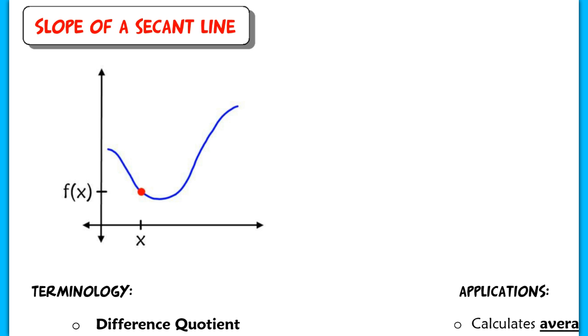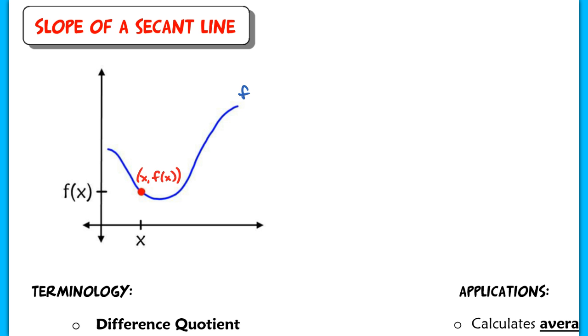Okay, so now we're back to our note sheet. What we're going to do now is actually define the slope of a secant line. So remember, a secant line is a line that passes through the graph of a function twice. Here we've got the graph of some function f. On this graph, we have a point that lies on the graph of that function, x comma f of x. So it's just some arbitrary point here.